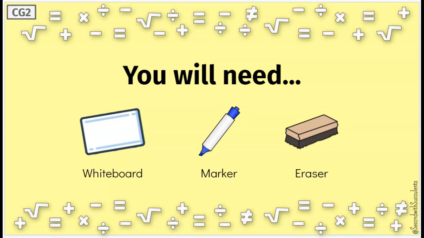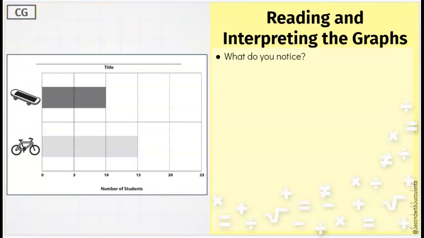Our graph today looks like this. Take a moment to look at our graph and think about what you notice. You may have noticed a few different things. You may have noticed our title at the top. We've seen this before on our other graphs. You may also have noticed number of students. We've seen this on our other graphs too. You may have noticed a picture of a bicycle and a picture of a skateboard.